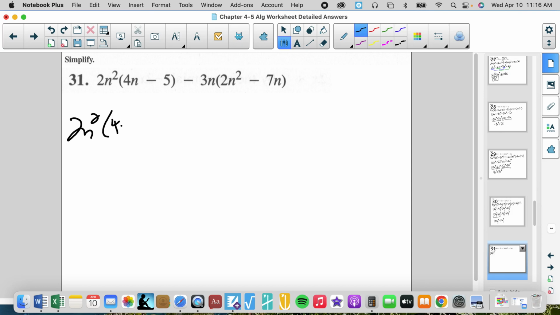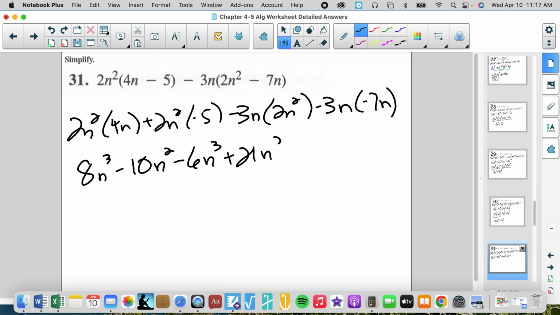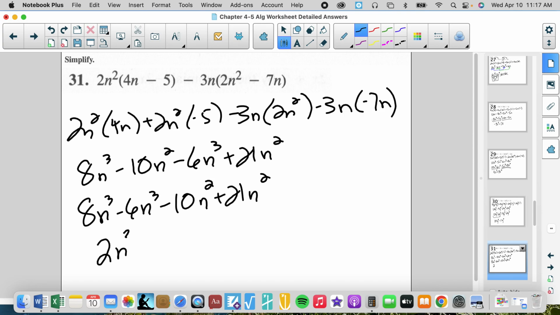2n squared times 4n plus 2n squared times negative 5 minus 3n times 2n squared minus 3n times negative 7n. 8n to the third minus 10n squared minus 6n to the third plus 21n squared. 8n to the third minus 6n to the third minus 10n squared plus 21n squared. 2n to the third plus 11n squared.